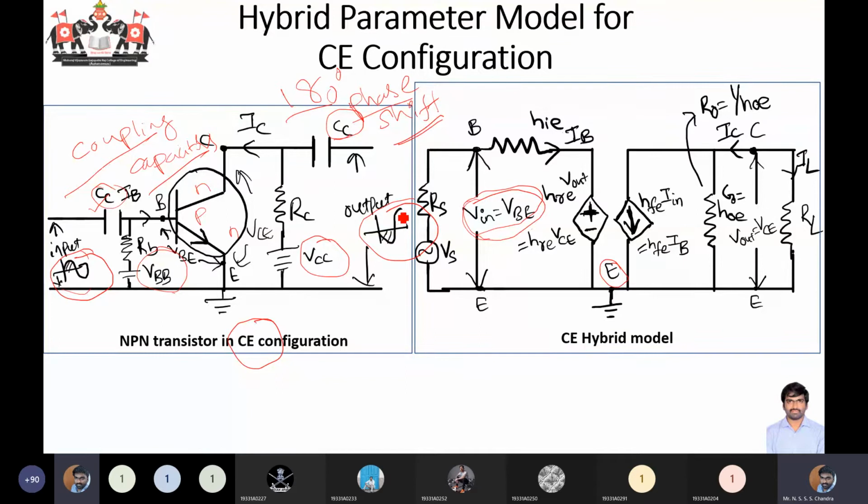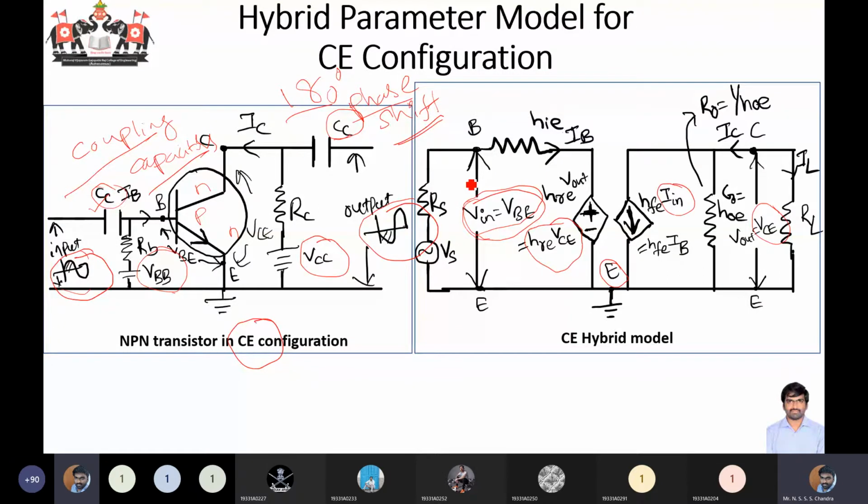At the output terminals, what we have is the terminal between your collector C and emitter E. So output voltage is nothing but your VCE. That's why I'm writing it as HRE into VCE. So this is the dependent voltage source. And then we have the dependent current source, which is nothing but HFE into I1 or I in.